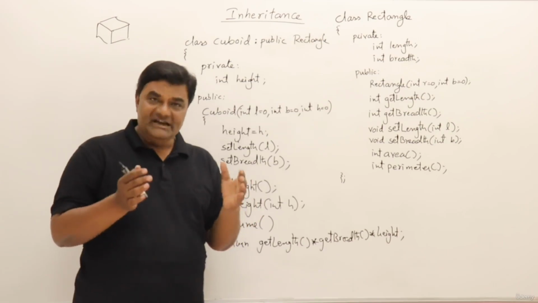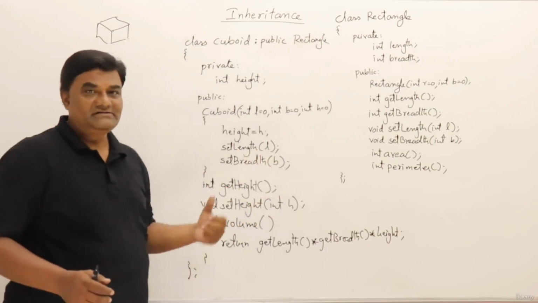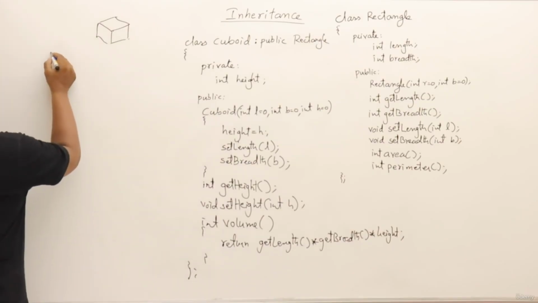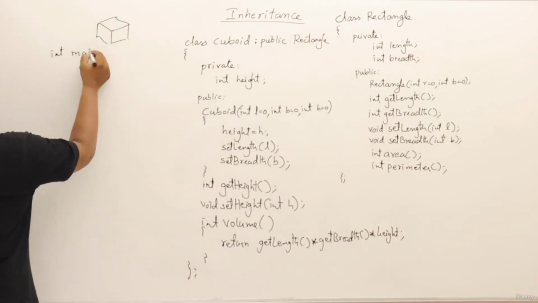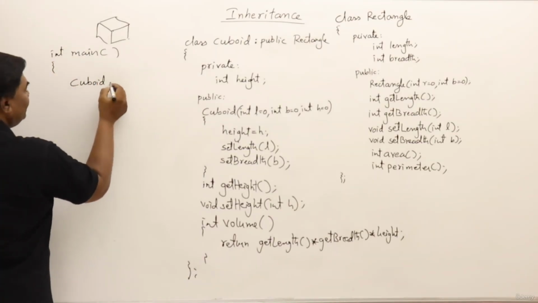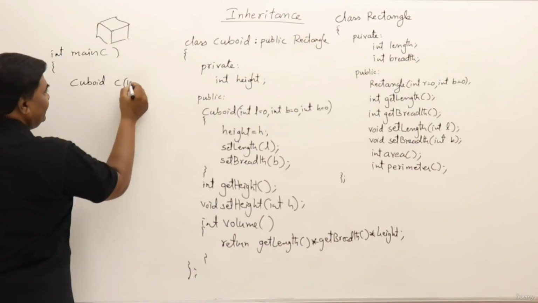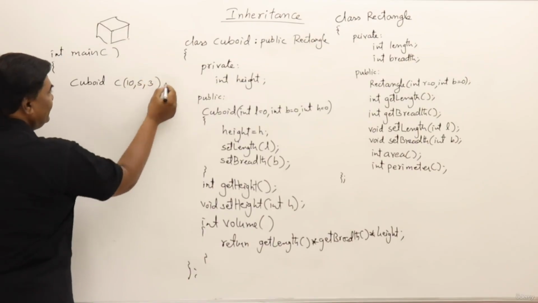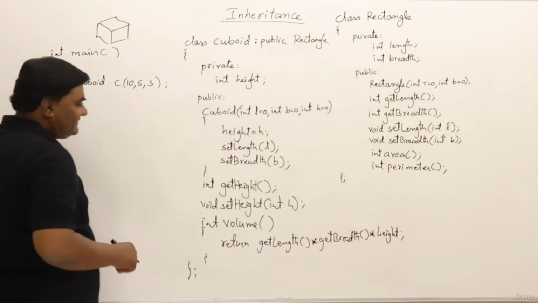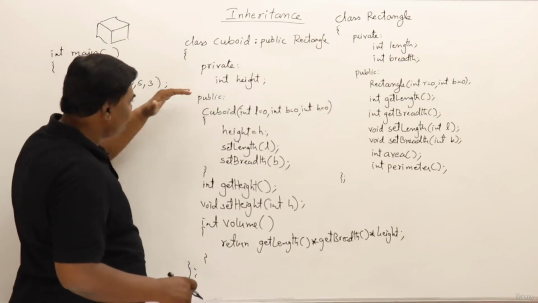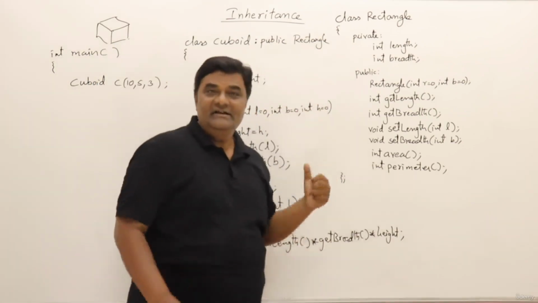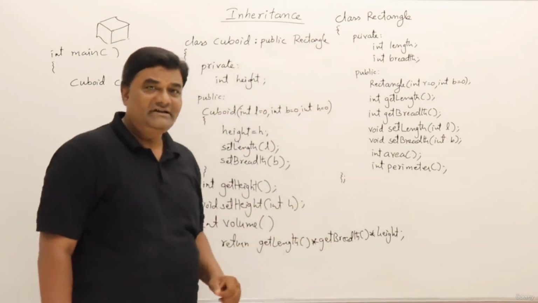So I'll just write some main method also and try to call the methods and show you. Watch it. Here I write main method. So int main or void main, whatever you like, you write it. Then here I will make an object of cuboid C, passing 10, 5, 3. So 10 is length and breadth is 5 and height is 3. Now what are the methods I can access? I can access all those functions that are present inside cuboid class as well as that are present inside rectangle class. All those functions I can access.